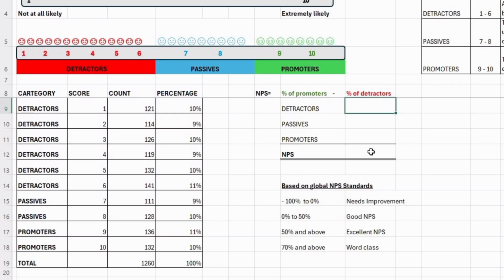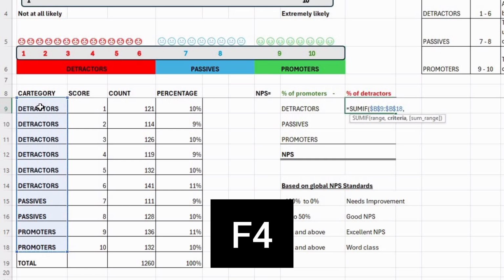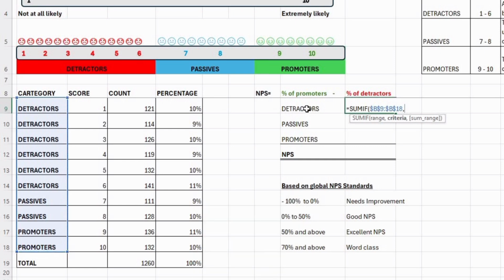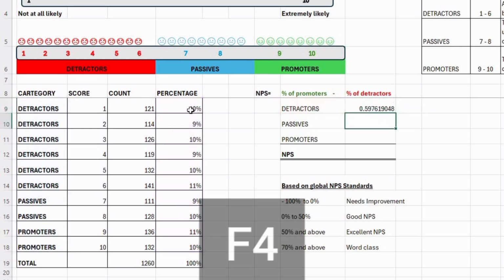And for us to get the overall sum of the percentages of each of these categories, we can use the SumIf function. Our range will be the range of category on the NPS scorecard. I'll press F4 to lock it, then put a comma. The criteria will be each of those categories. I'll press it and put a comma. Our sum range will be the range of the percentages for each of these scores based on their respective categories. I'll lock it with F4, close the bracket and press enter.